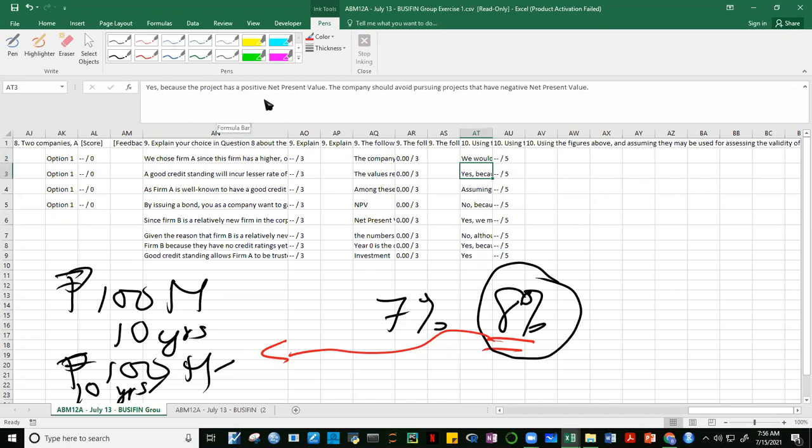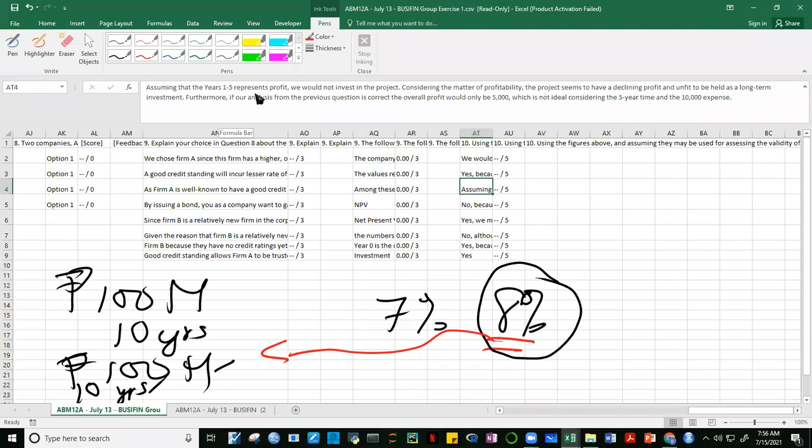Okay, positive net present value, where did this come from? What is the net present value here? Is it the 5,000? If it's the 5,000, then that's not the net present value. Although this is right, it says the company should avoid pursuing projects that have negative NPV. The principle is correct. But if you relate it to the problem, those values are not net present value. There is a step here that is missing and was not explained. That's why this is partly correct, but there is a missing part.